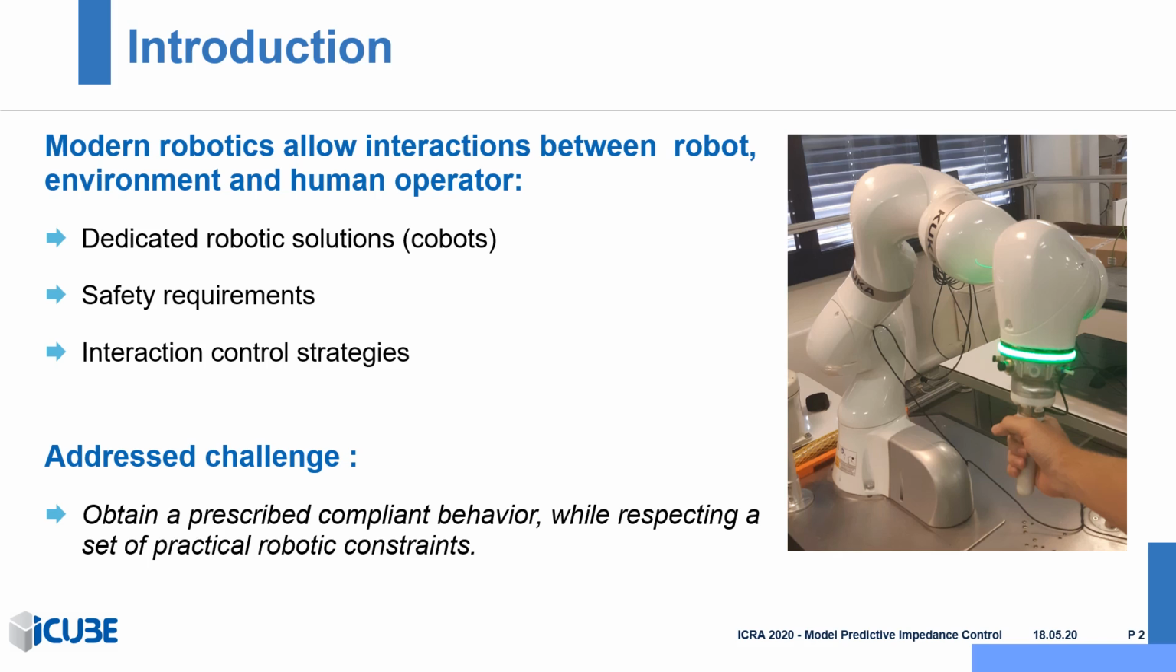At this time, one of the hot challenges, and the one addressed in our work, consists in designing robot controllers that allow to obtain a prescribed compliant behavior while respecting a set of practical robotic constraints. Constraints can range from position limits that stop the robot from entering a specific area of the workspace to velocity and force limits that prevent injuries. Adding constraints is a way of ensuring security during human-robot interactions.